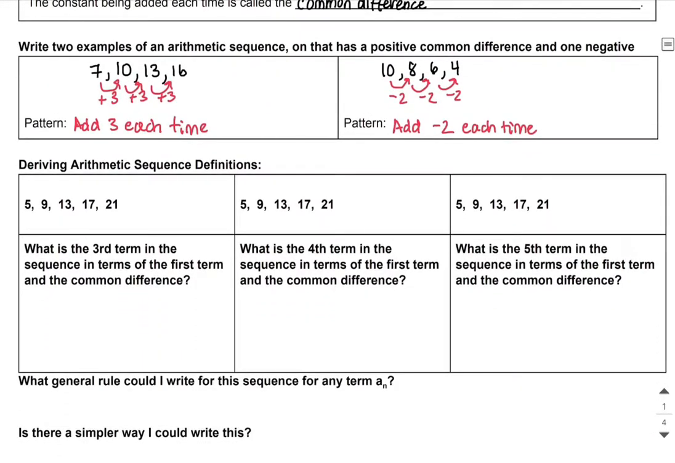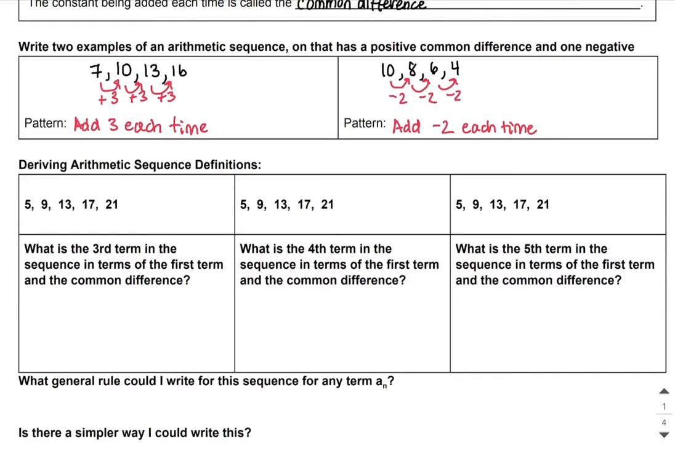I want to derive the arithmetic sequence definitions. So I'm going to use this list of numbers that I have: 5, 9, 13, 17, 21. And I'm going to answer the following questions and then see if I see a pattern. Before I start answering those questions, I'm going to talk about how I can label each term in a list of numbers.